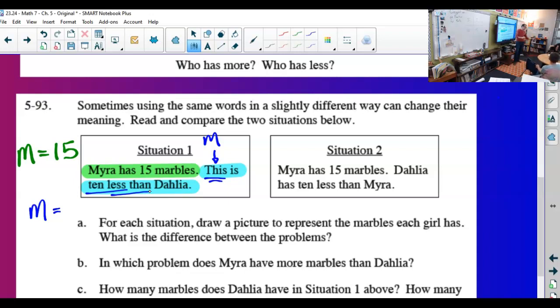Sophie? Guys, if you wrote 10 minus D, that is wrong. It is D minus 10, because we need to do 10 less than, and this is not less than like the little alligator symbol. That is less than as in take away from something.